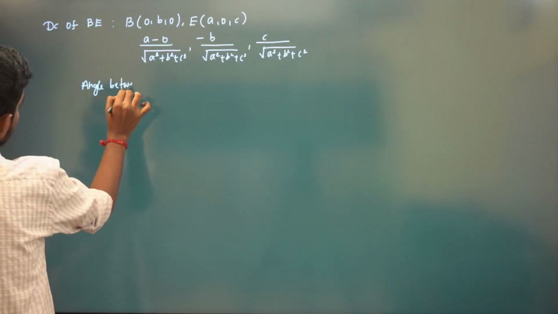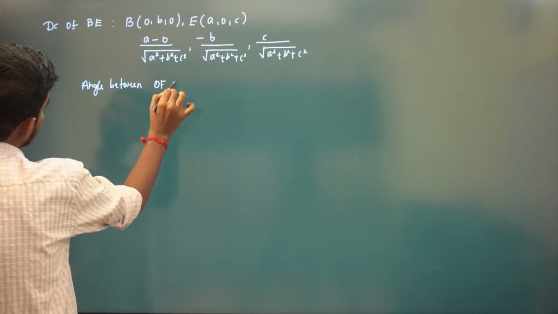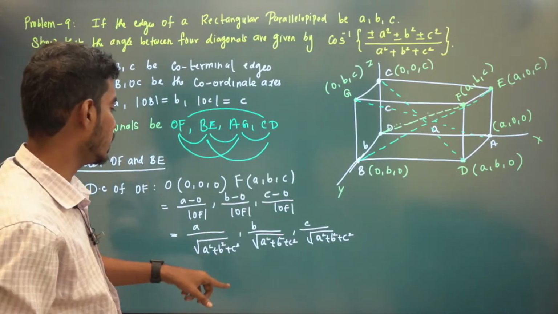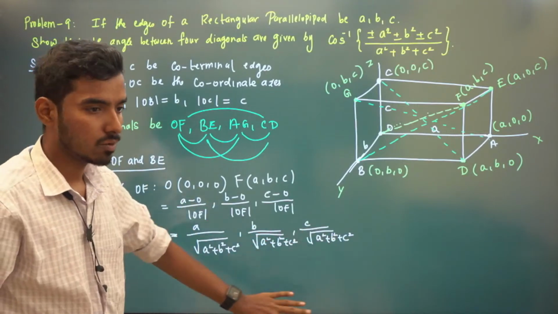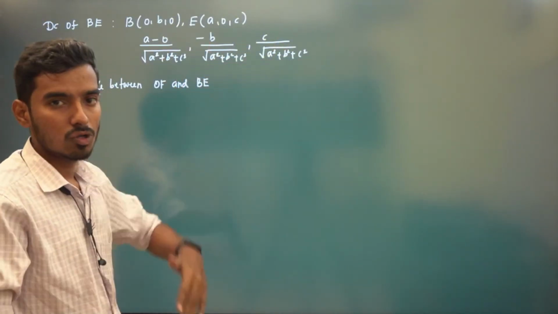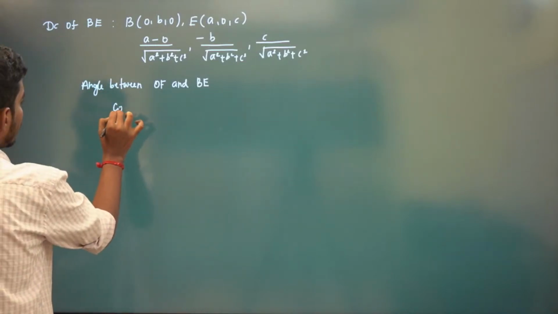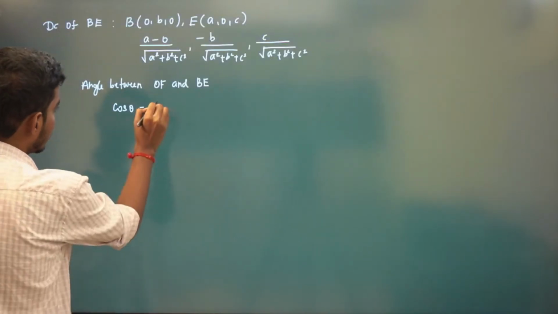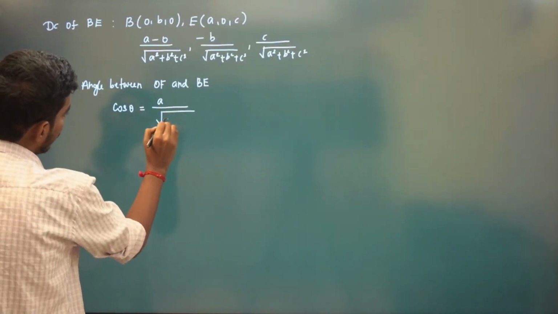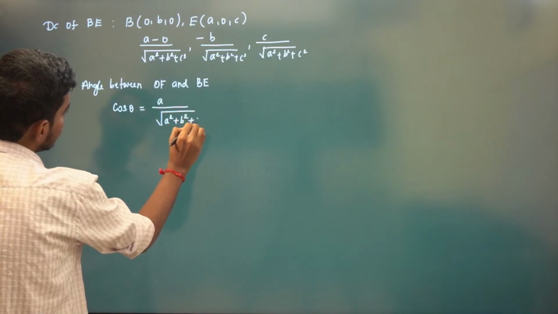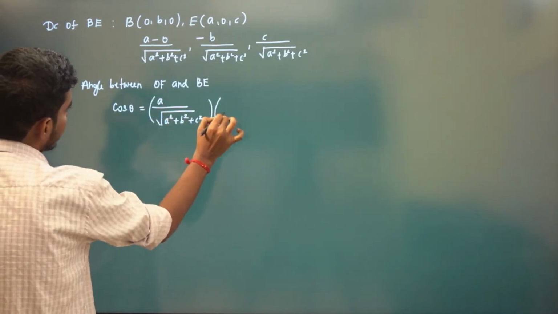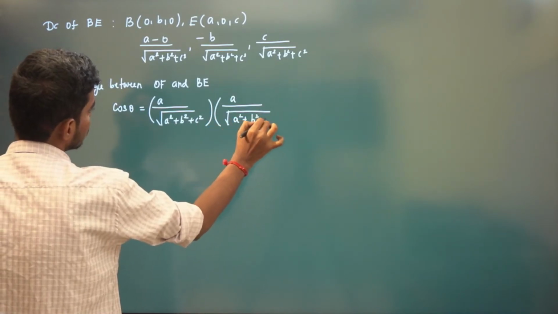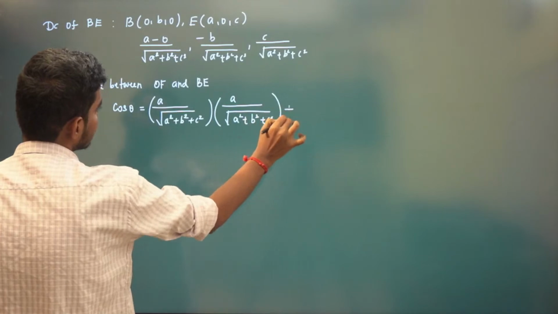Therefore, the angle between OF and BE. We know the direction cosine of OF and we also know the direction cosine of BE. This is our L1 M1 N1 and this is our L2 M2 N2. You know the angle between two lines, right? So cos theta is equal to L1 L2, so a by root of a square plus b square plus c square into again a divided by root of a square plus b square plus c square, plus m1 m2.